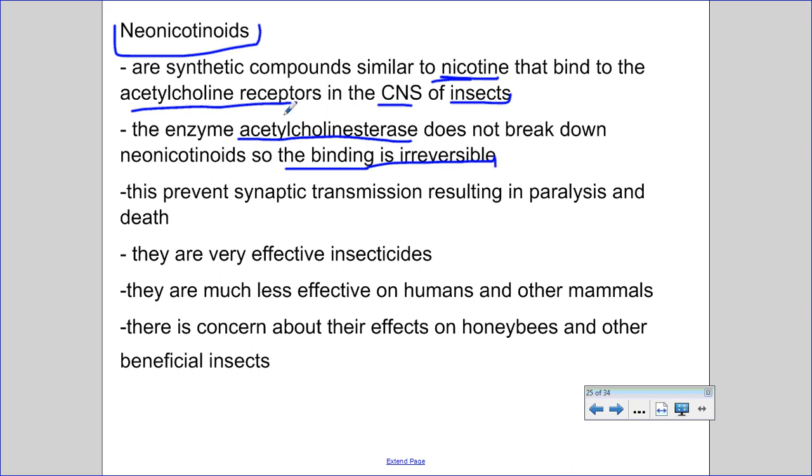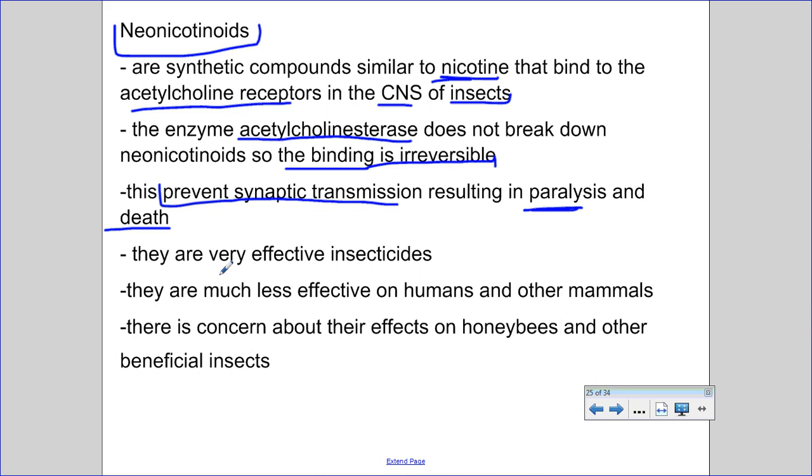So the neonicotinoids will not be broken down, and because they now bind to those acetylcholine receptors, they remain bound. So any acetylcholine looking to trigger a nerve impulse will not be able to. This will ultimately prevent synaptic transmission from occurring, which will result in paralysis of those insects and then death.